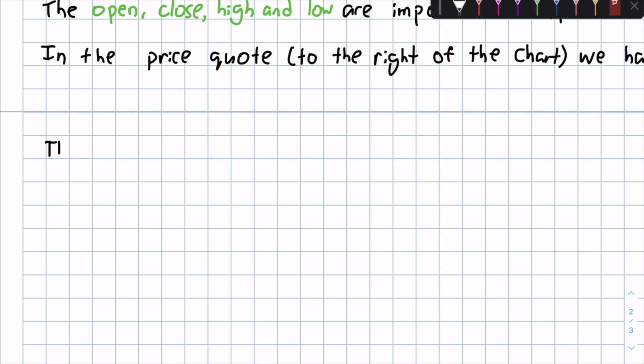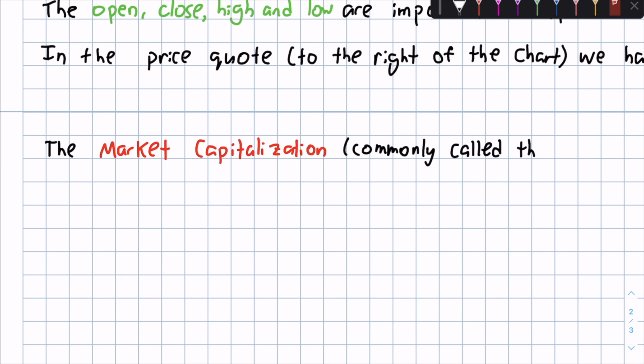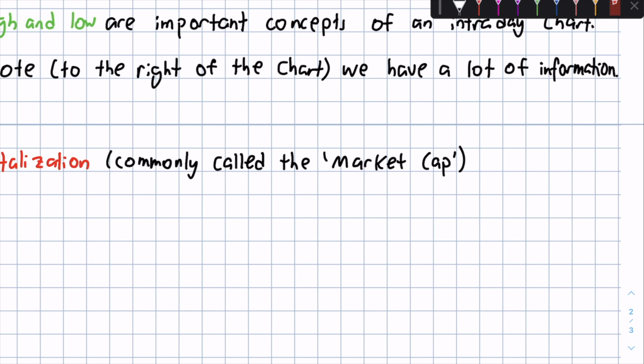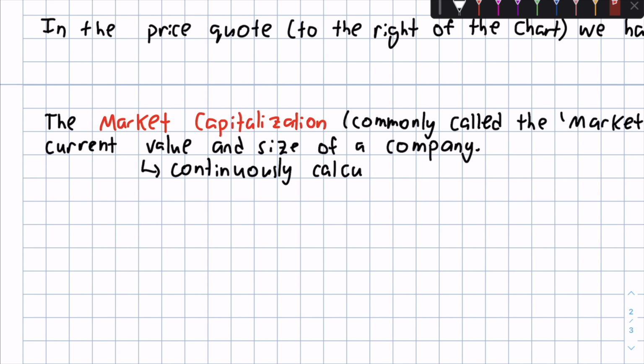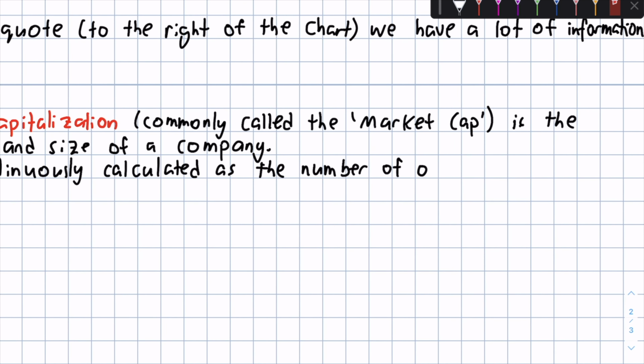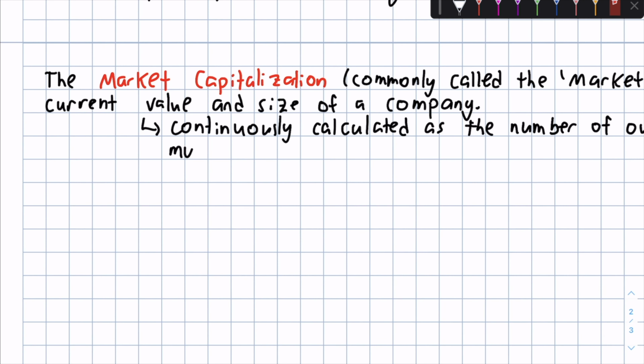So the market capitalization, which is also commonly called the market cap, is the current value and size of a company. It's continuously calculated as the price changes because it's the number of outstanding shares available of that stock multiplied by the last stock price.